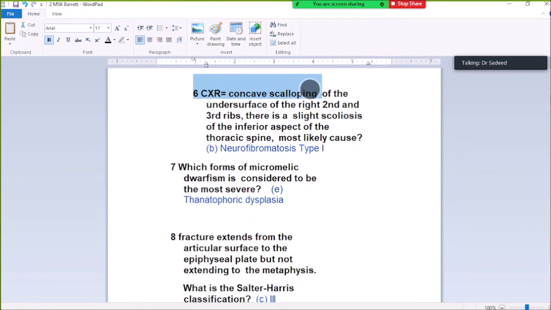Number 6. Chest X-ray shows concave scalloping of the undersurface of the right second and third ribs. There is slight scoliosis of the inferior aspect of the thoracic spine. Most likely cause: NF1. Scoliosis of the lower thoracic spine and concave scalloping of the undersurface of the right second and third ribs, so this is seen in NF1.